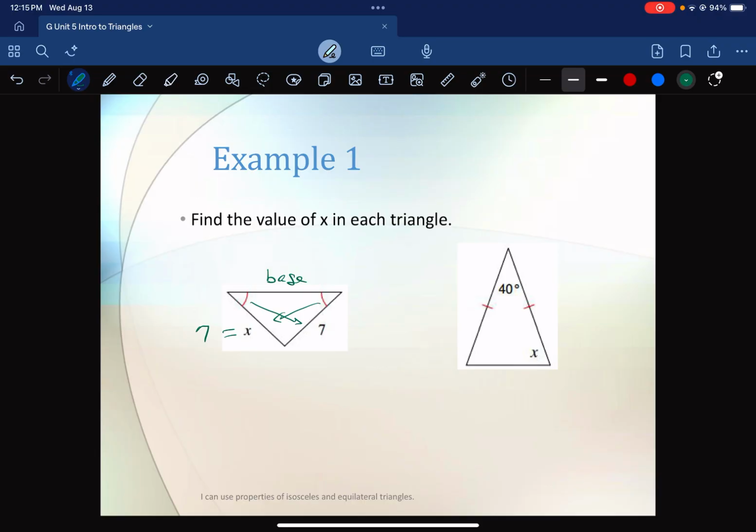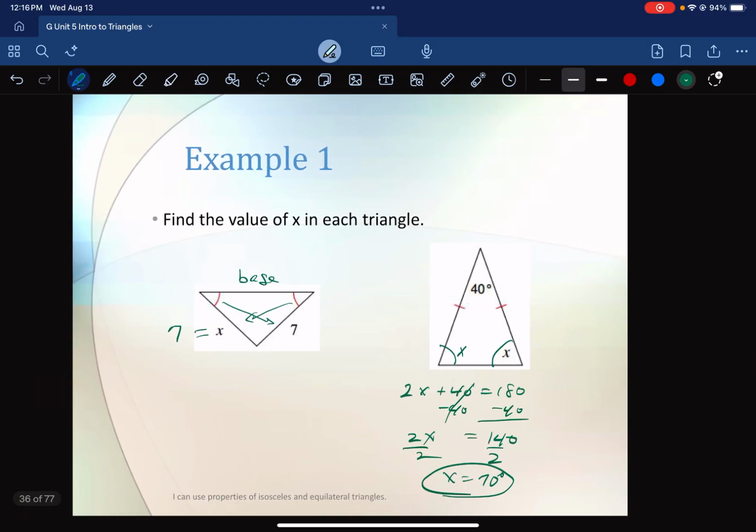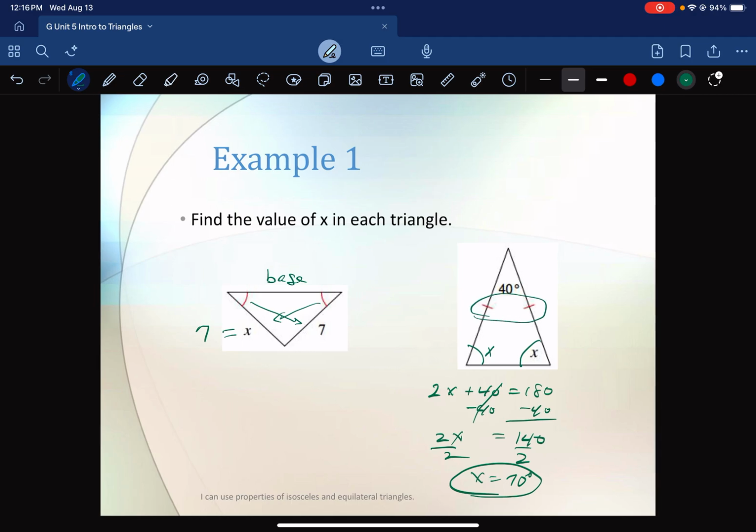On this figure here, we know the two sides are congruent. We know these base angles then are congruent, so if this angle is x, this one is also x, and I know if I add those together with the 40 and set it equal to 180, I'll figure out the value of x. So I'll subtract 40, that's 140, I'll divide by 2, and each of our base angles then are 70. 70, 70, and 40 add up to 180, okay? So again, it's just recognizing with these markings that you've got isosceles triangles.